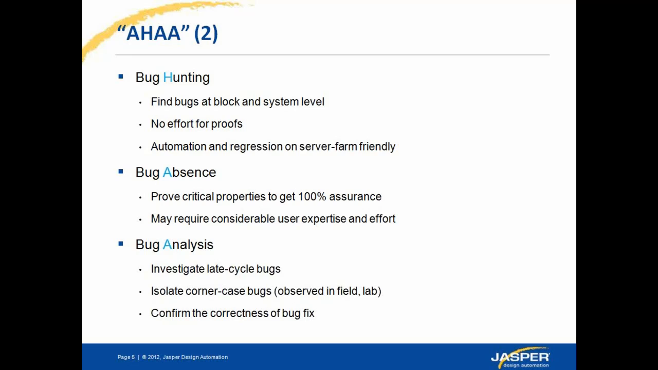And then the last one, bug analysis, it's about investigating late bugs. Obviously, you need to isolate those corner case bugs, because if those bugs escape to silicon, that means that your verification environment has missed those, so you need to somehow first reproduce those and then to use the same environment to confirm the fix.